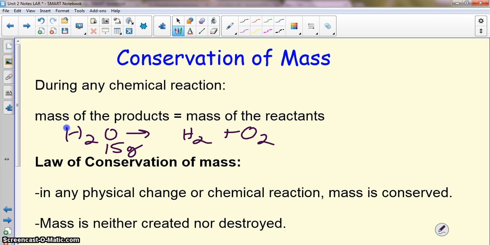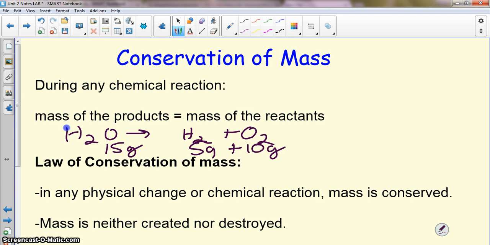Let's say I had 15 grams of water that were completely broken apart, and I see that I end up having 5 grams of hydrogen. If I know that the only other thing that's being produced is oxygen, then by default I have to have 10 grams of oxygen left over because 5 plus 10 equals 15.